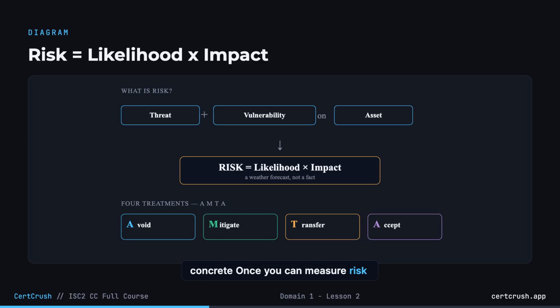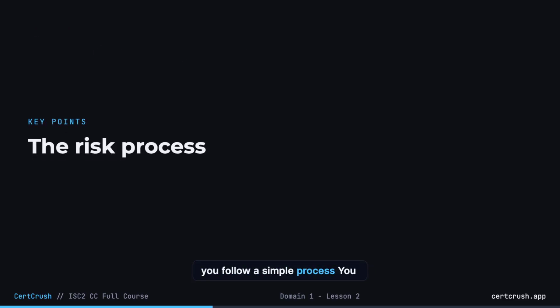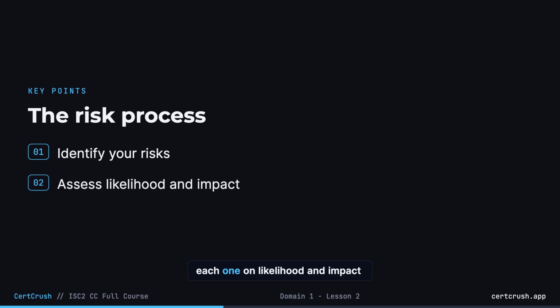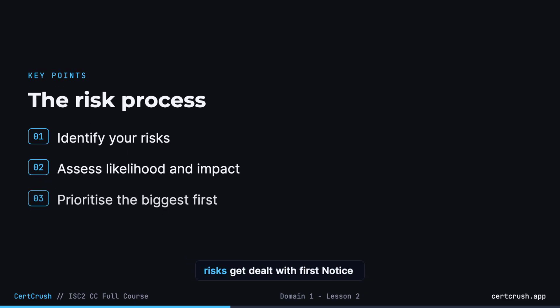Once you can measure risk, you follow a simple process. You identify your risks by listing your assets and asking what could go wrong. You assess them by scoring each one on likelihood and impact. And you prioritize, so the biggest risks get dealt with first. Notice this is just a house example, made formal. Flood, fire, burglary, each scored. Now, for the part the exam asks about most.